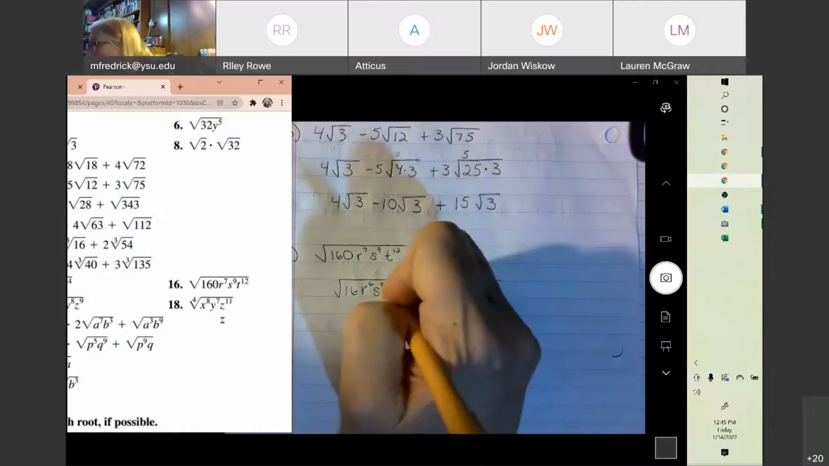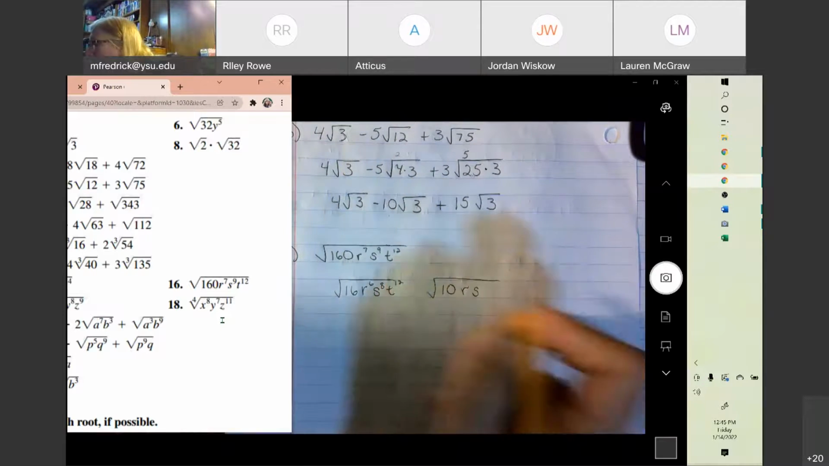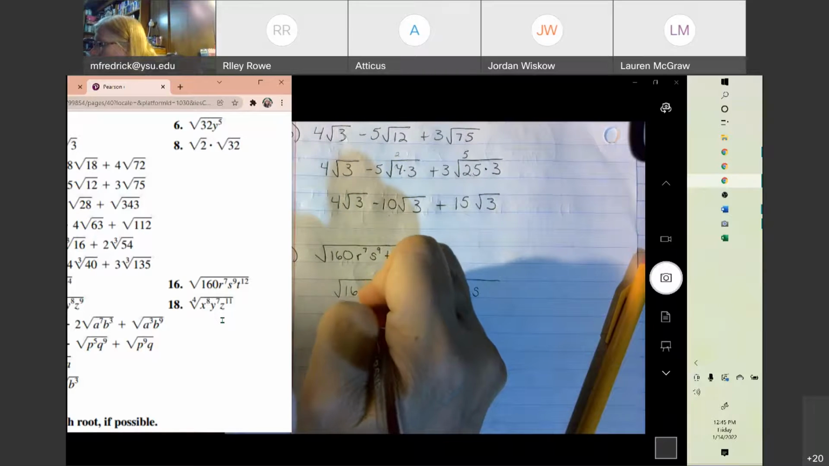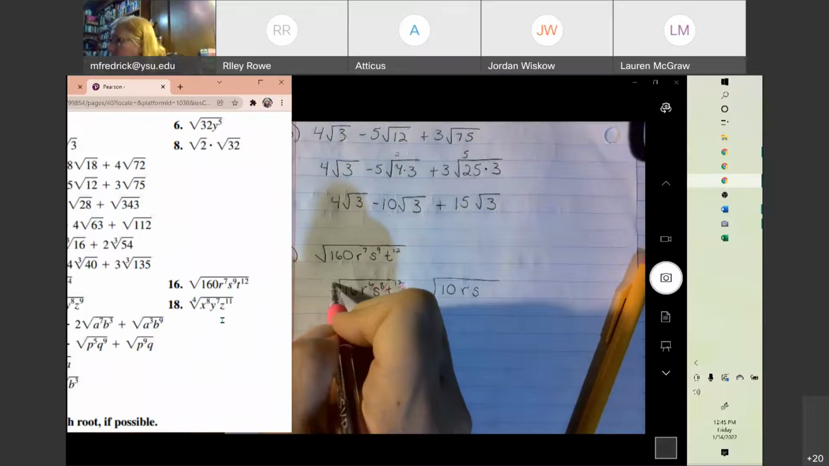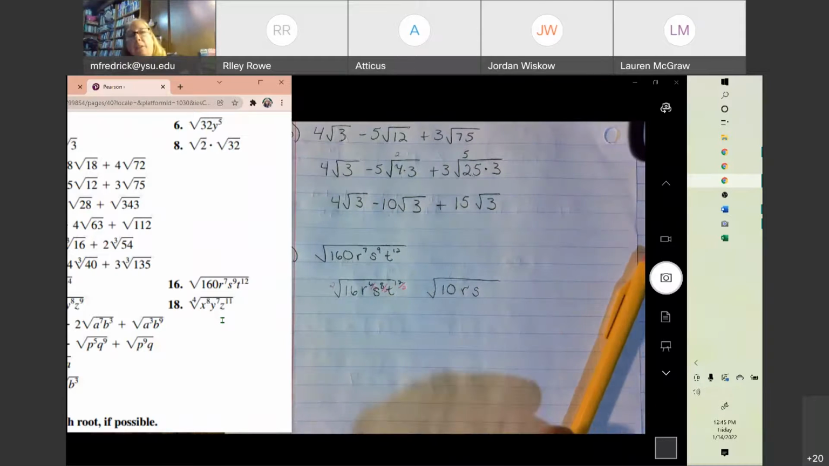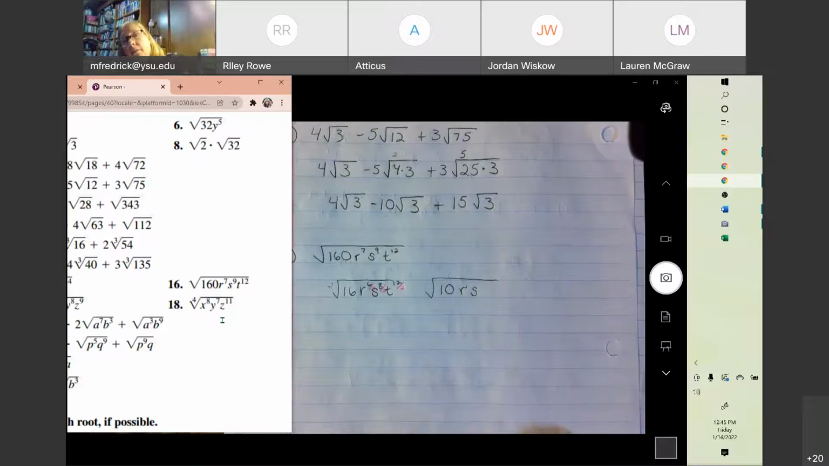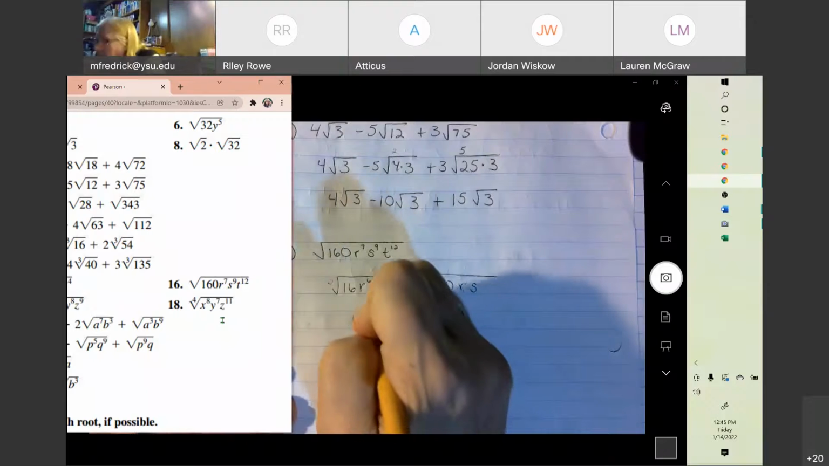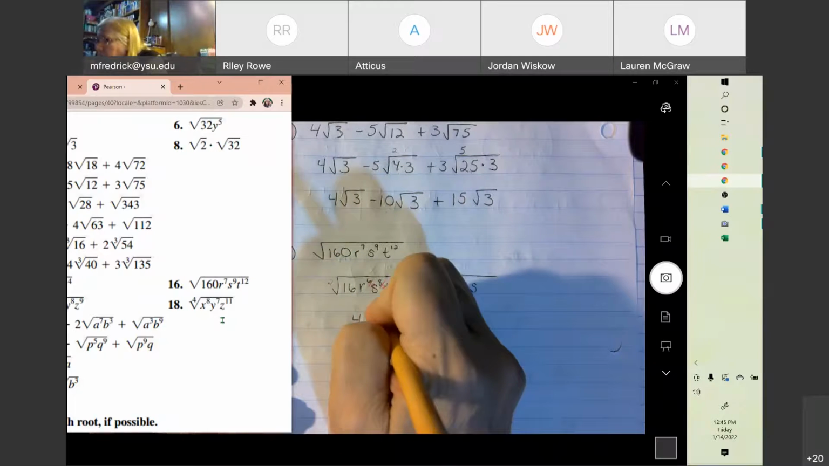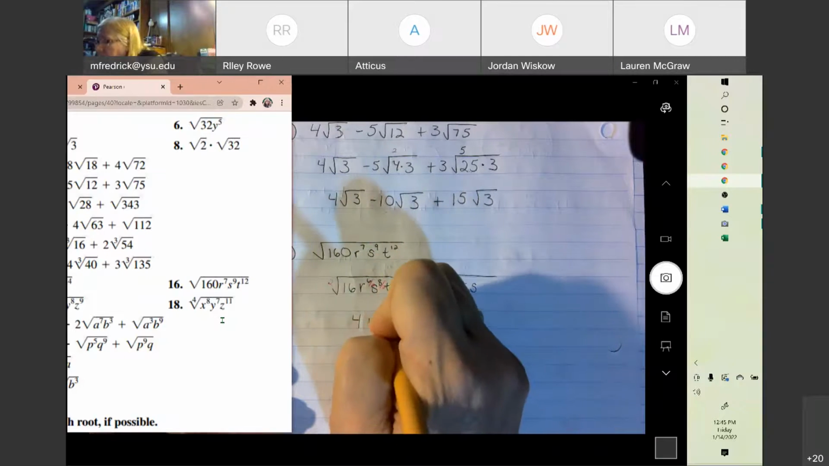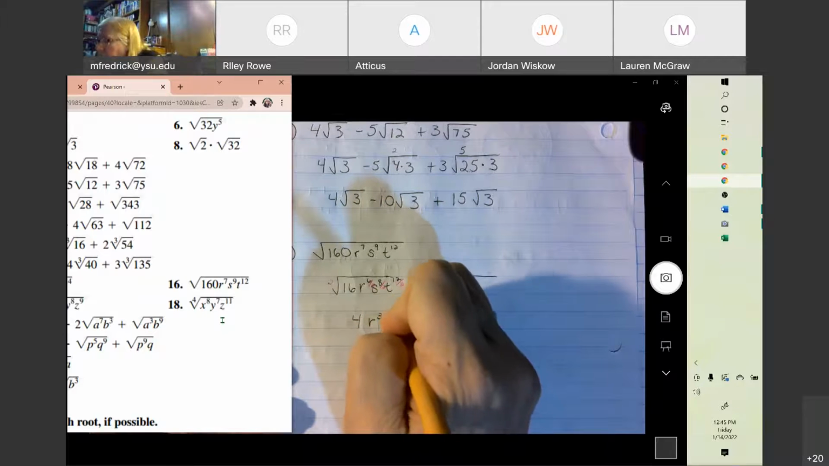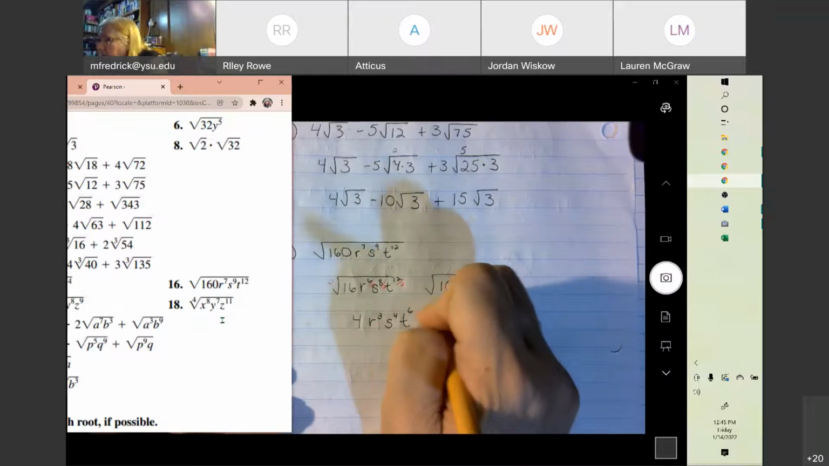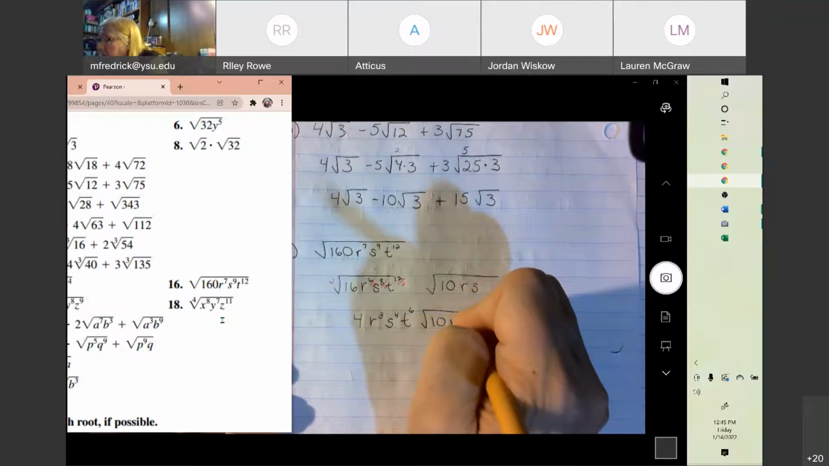t to the 12th is even, so I can take all of the t out, because I'm going to divide each of these by 2, because the radical, this 2 here, is a fractional exponent. Square root of 16 is 4. And then we have r. 6 divided by 2 is 3. We have s. 8 divided by 2 is 4. t. 12 divided by 2 is 6. And then radical 10r.